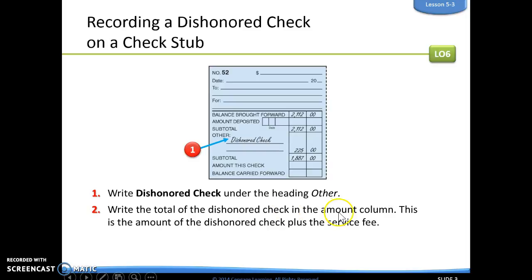And we're going to put that for the total amount. This is also going to include the service fee. Actually, I don't know how much the service fee is right now, but that check wasn't $225. Usually the service fee is around $30. So we have to end up covering that as well. And then we're going to calculate and record the new subtotal. So we're going to subtract those two. Remember, this is something that's going to come out of our account, so we're going to subtract that from our subtotal.